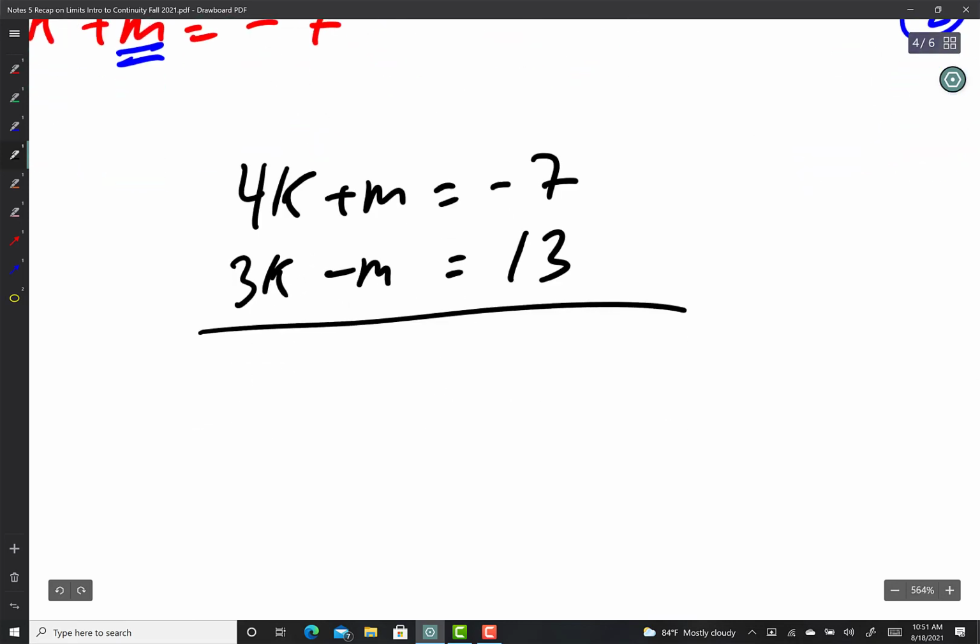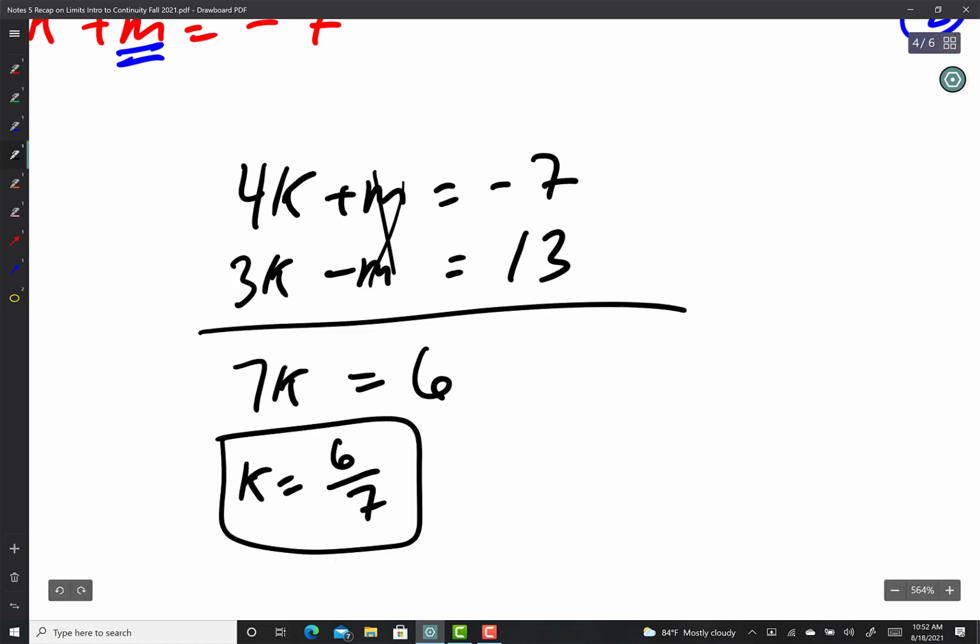When I add, the m's cancel out. And then 4 plus 3, 4, 5, 6, 7. So 7k equals the difference between negative 7 and 13, or 13 minus 7. Positive, yeah. So divide by 7. What does k equal? Now that I know what k is, can I solve for m?